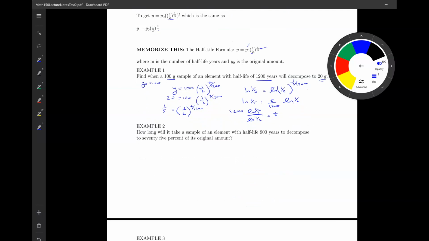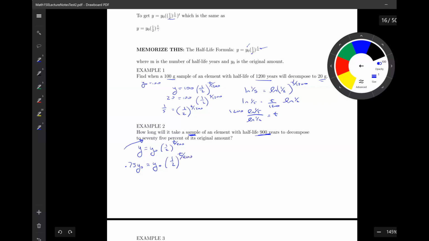All right, so how long will it take a sample? Ooh, they're not telling me how much, so I'm just going to leave it as y sub 0. So leave it as y sub 0, 1/2 to the, it's telling me I have a half-life of 900 years, so I have t over 900. All right, how long is it going to take to decompose to 75% of its original amount? So you know that means 75% of your original amount, and it's starting with the original amount.